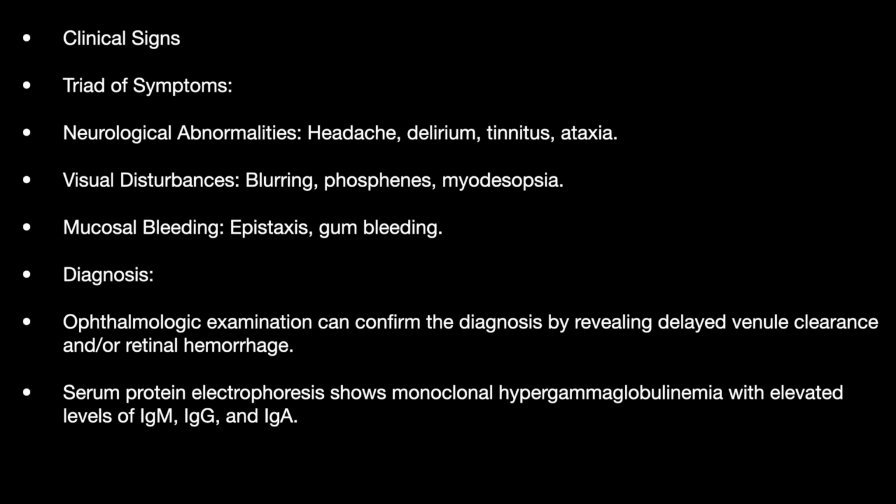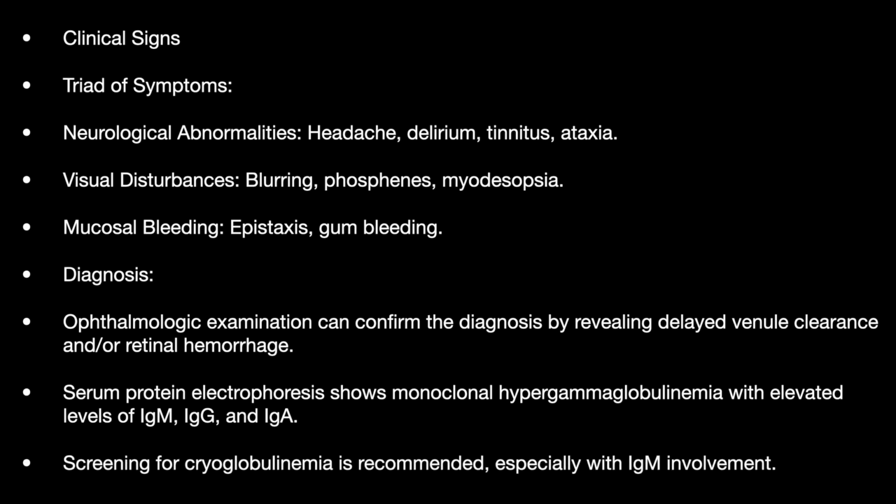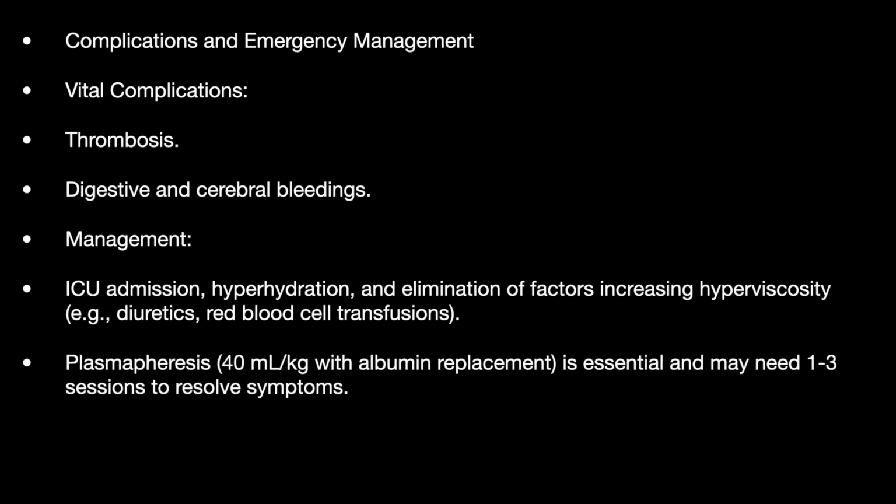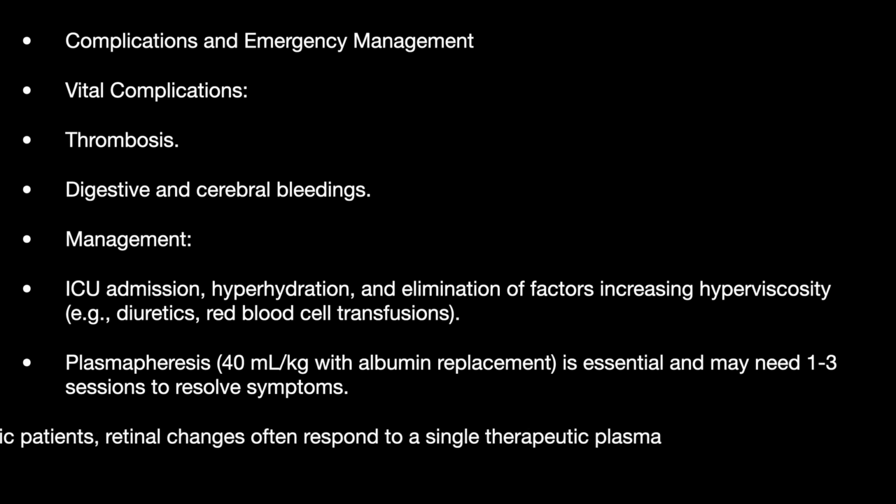Serum protein electrophoresis shows monoclonal hypergammaglobulinemia with elevated levels of IgM, IgG and IgA. Screening for cryoglobulinemia is recommended, especially with IgM involvement. Complications and emergency management: the main complications are thrombosis and digestive and cerebral bleedings, and the management is ICU admission, hyperhydration, and elimination of factors increasing the hyperviscosity. Plasmapheresis is important and essential. You may need 1 to 3 sessions to resolve the symptoms.